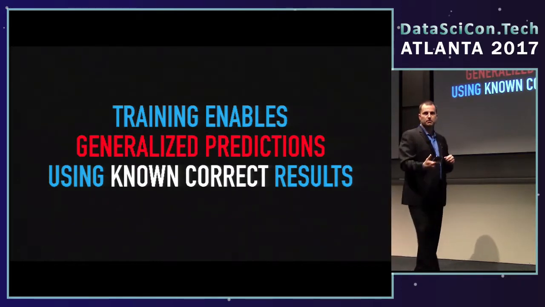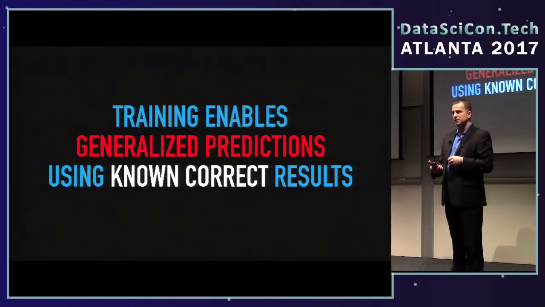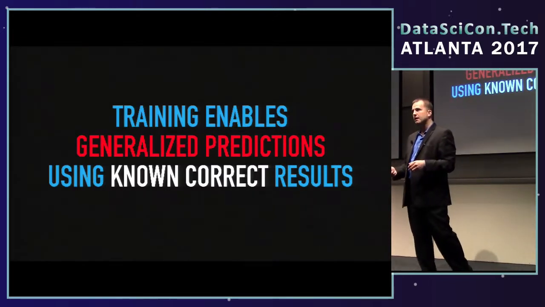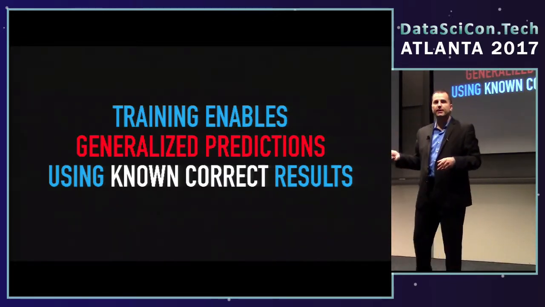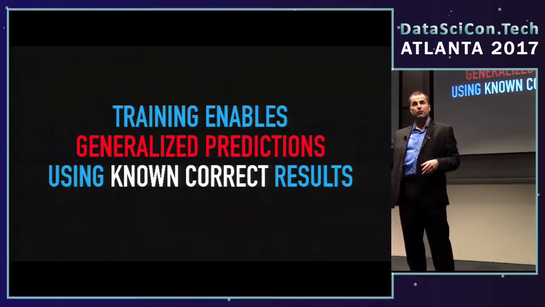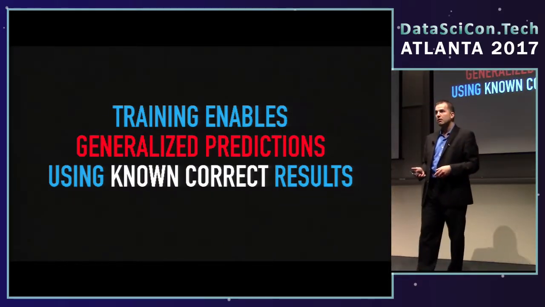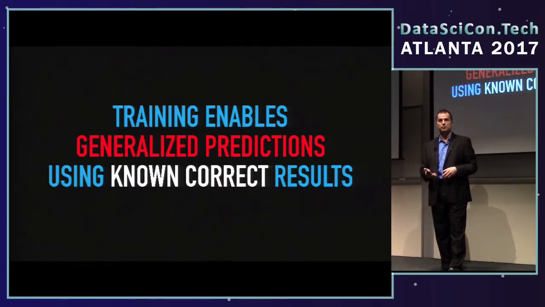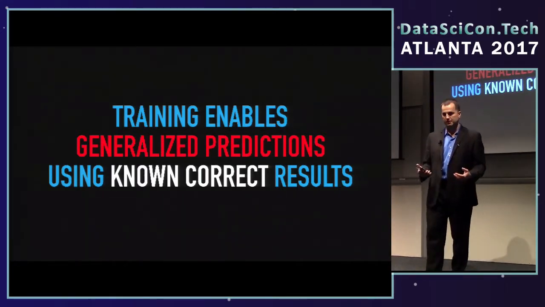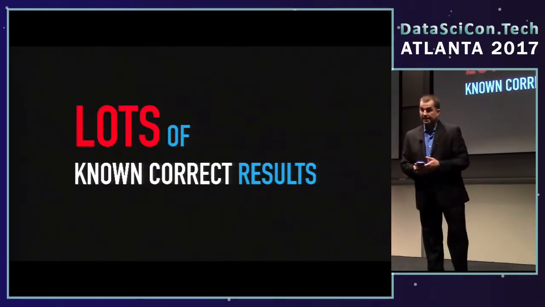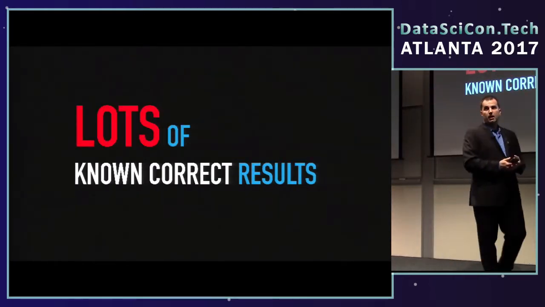So the point in deep learning is to create generalizations so that if you go through 10 million examples on a training set, when you get to the next 100 after that that you've never seen before, it can make an accurate inference, an accurate prediction on something it has never seen before through this training. You are generalizing the knowledge. And it takes lots of known correct results.